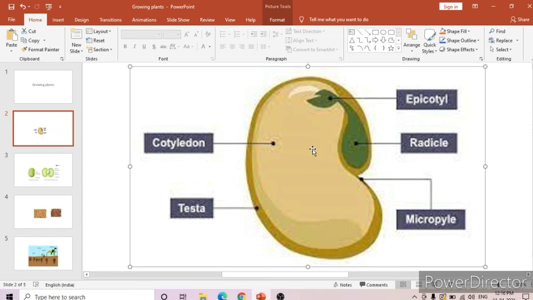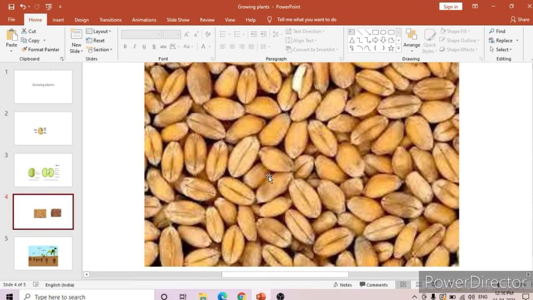Some seeds have a single cotyledon, like rice, wheat. These seeds you cannot open into two equal parts. That means they are examples of single cotyledon. That's why they are also known as monocots. So some examples of monocots are rice, wheat, maize. These are all examples of monocots. That means they have only a single cotyledon inside them.